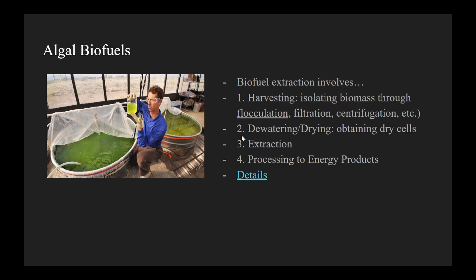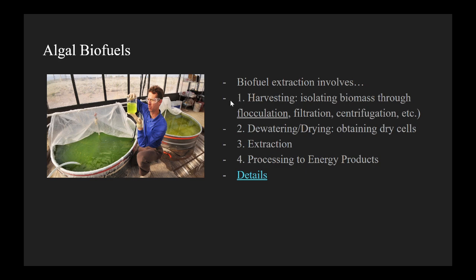Next, you have to dewater or dry. So you have to get all the moisture out of these cells. Third, extraction. Now we have to extract the product that we want. So these energy-rich lipids, we're taking them out of the cells. Then for processing, we're doing some chemical reactions with enzymes and other chemicals to create the final purified oil product that we want to use as our fuel.